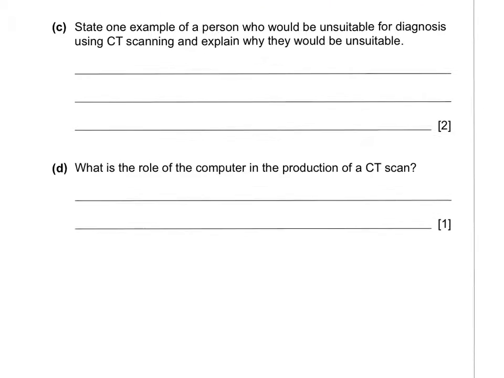Part C then. State one example of a person who would be unsuitable for diagnosis using CT scanning and explain why they would be unsuitable. Well, large dose of X-rays, you're thinking women during pregnancy, because obviously you've got an unborn baby there with a lot of developmental chemistry going on in its body, and ionizing radiation could interfere with that. So definitely pregnant women, and the danger of harming the fetus.